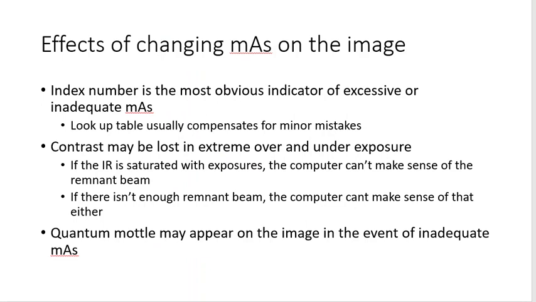So what are the effects of changing mAs on the image, and what are the indicators that we've got adequate exposure or overexposure or underexposure? And most commonly what we're going to look at is the index number, and that's going to be our indication of whether or not we've got an appropriate mAs. And I understand that index numbers can be a little bit arbitrary and specific to certain exams, so you need to understand what is an acceptable exposure index number for each exam on your particular system.